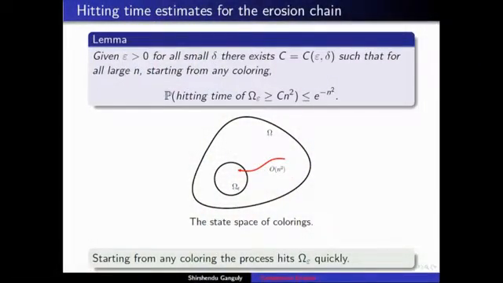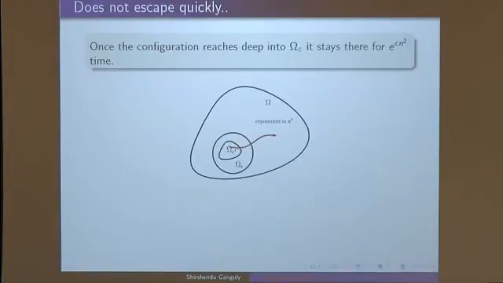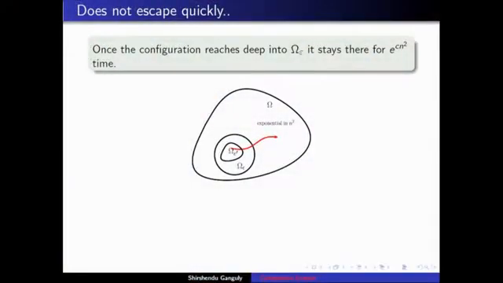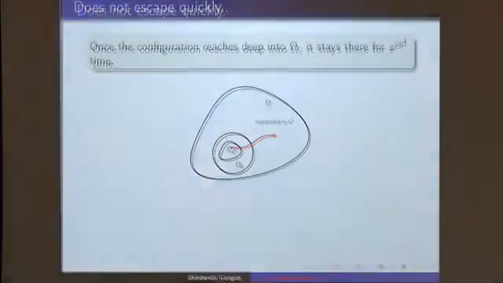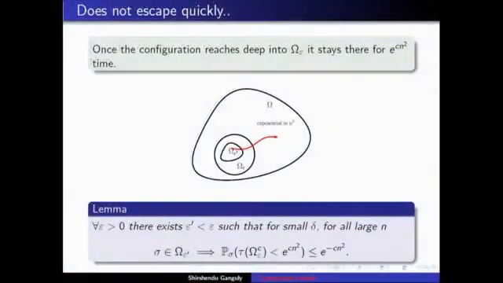But to show that the stationary measure of this is close to 1, you also have to prove that once you enter this set, you don't escape quickly. So this is the next step: you first hit omega epsilon, then you carry on and hit something smaller, omega epsilon prime, and once you're in omega epsilon prime, then it will actually take you exponential time to get out of omega epsilon.